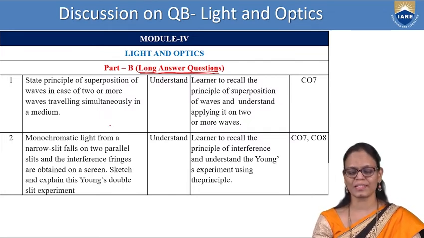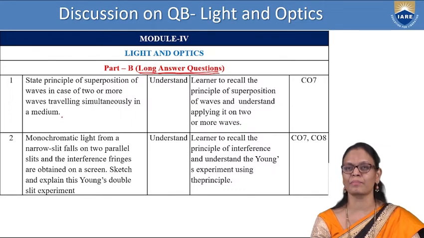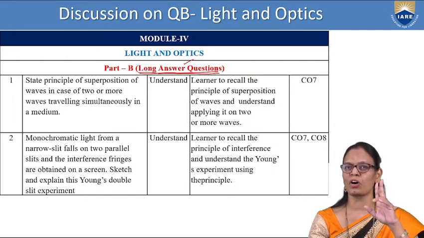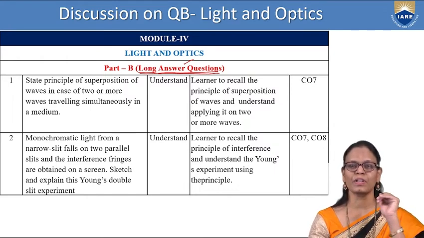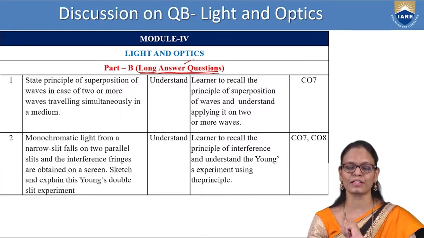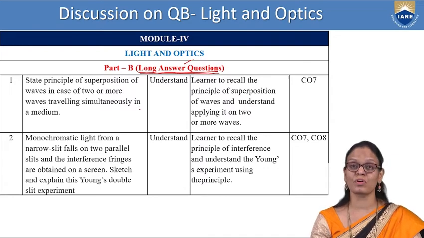So the first question: state the principle of superposition of waves in case of two or more waves traveling simultaneously in a medium. You will have to explain the phenomena because it's a long answer question. When two waves of the same amplitude and frequency traveling in the same direction superimpose on each other and arrive at a point simultaneously, the resultant displacement at that point is given by the vector sum of the displacements. And you will have to draw the diagrams and explain the two phenomena.